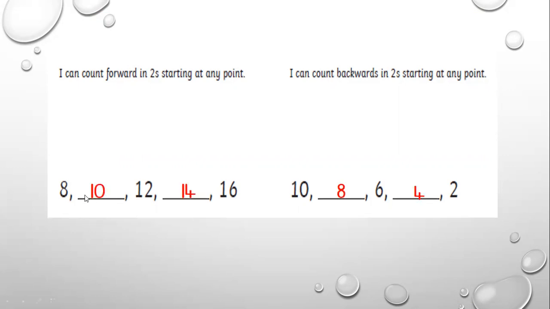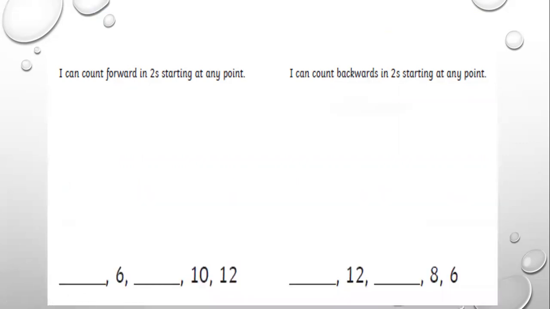Right, let's check. We've got 8, 10, 12, 14, 16. Going backwards, we've got 10, 8, 6, 4, 2. Did you get it right? Well done. Let's have a look at the last sequence. I've got missing number, 6, missing number, 10, 12. Counting backwards, we've got a missing number at the beginning. We've got 12, missing number, 8 and 6. Have a go, and then we'll check it.